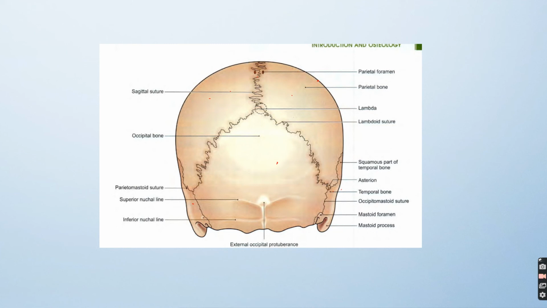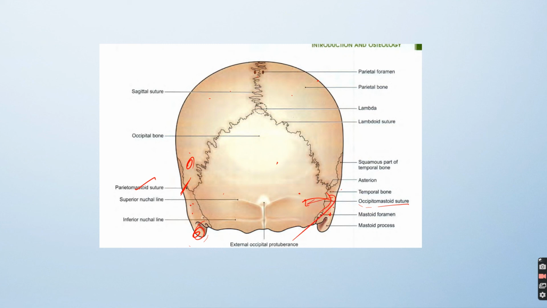And what are the different sutures we are seeing? We are seeing the sagittal suture here. We see the lambdoid suture here. Then we see the parieto-mastoid suture. This is the parietal bone, this is the mastoid process. This is connecting the parietal, mastoid as well as the occipital bone. This is the parieto-mastoid suture. Then you can see the occipito-mastoid suture. This is occipital, this is mastoid. These are connecting together. This is called the occipito-mastoid suture.